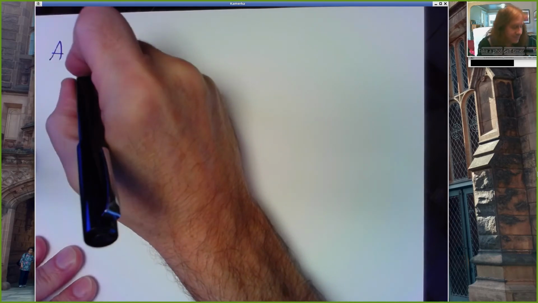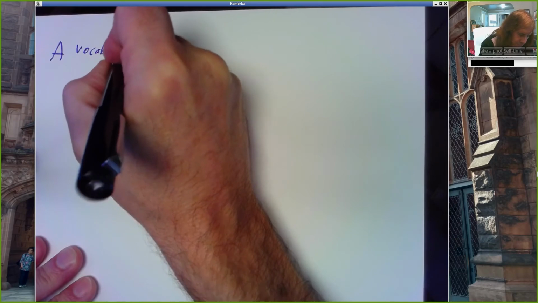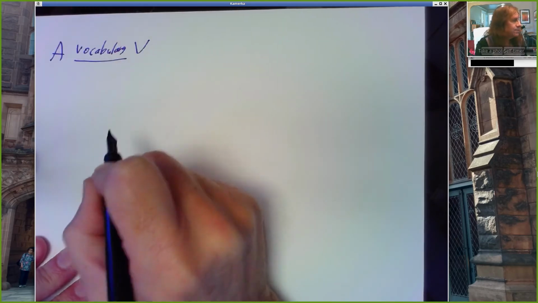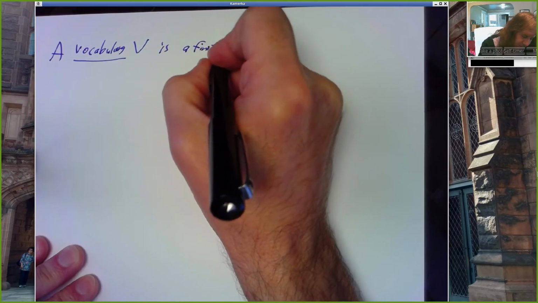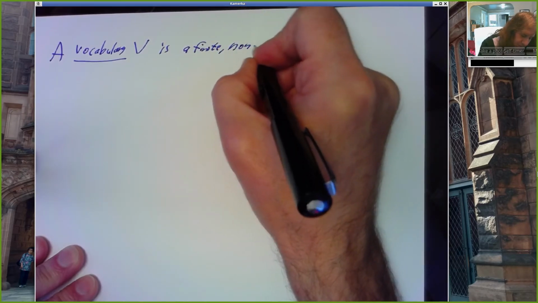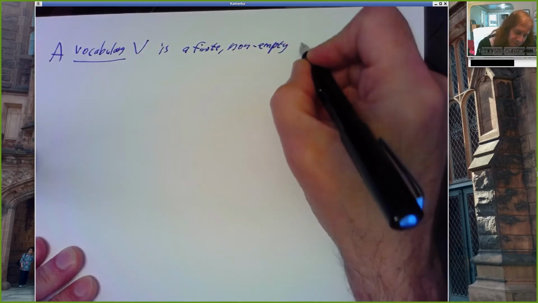So let's start with a vocabulary. A vocabulary V is a finite non-empty set of symbols.